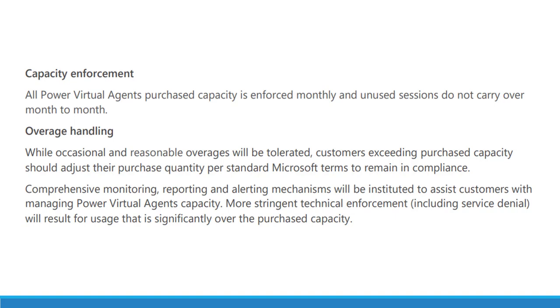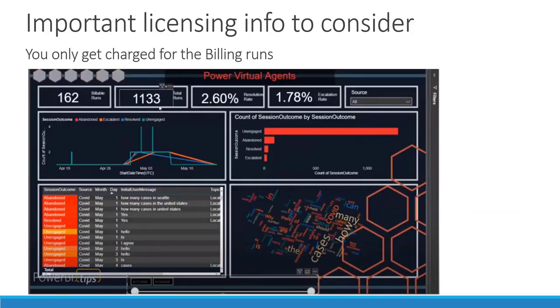But let me show you what's important, because this sometimes concerns people. Is it that, Daniel, for $1,000 I'm only getting 2,000 chats? Well, let me show you an example. Here is a Power BI report, but let's focus on some of the important things. See that? That tells you that you had 1,133 runs, which means there were potentially 1,133 chats going on, but you were only billed for 162 of them.